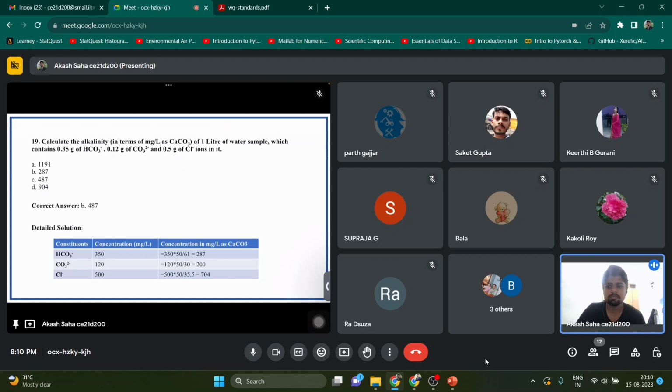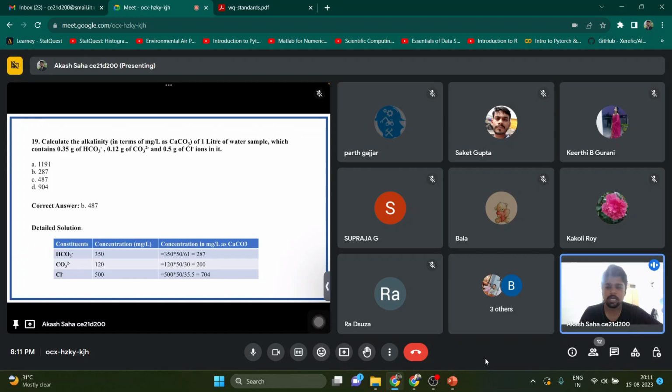So the equivalent weight of bicarbonate is 61, and the equivalent weight of calcium carbonate, as I've discussed before, is 100 by 2 because both Ca2 plus and CO3 2 minus have 2 charge. So it will be 100 by 2, which is equal to 50. So if you want to convert the concentration of bicarbonate into milligram per liter as CaCO3, we will take the concentration, multiply with the equivalent weight of calcium carbonate, and then divide with the equivalent weight of bicarbonate. So it will give me 287.